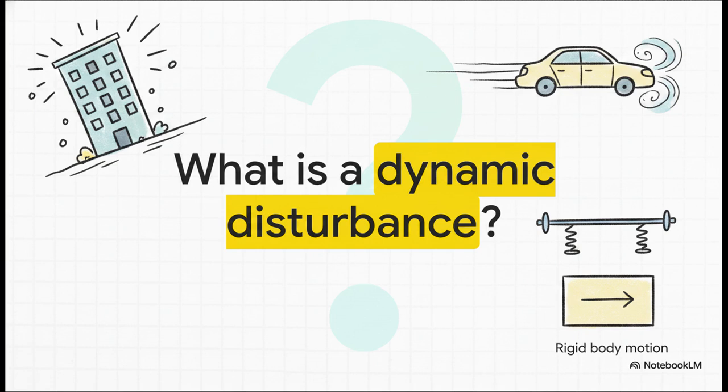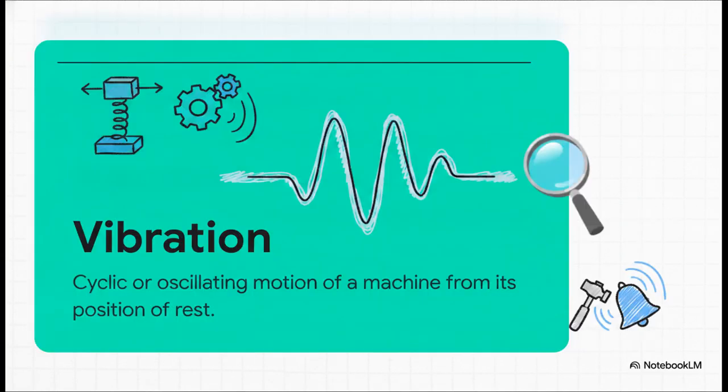That just means the whole object moves together as one solid piece. But in the real world, most systems are actually elastic. When a disturbance hits them, they stretch, they compress, and they respond dynamically. And that brings us to how we actually define vibration for a beginner. It's the cyclic or oscillating motion of a machine, or a machine component, from its position of rest. Essentially, it's a to and fro motion initiated by some applied disturbance, specifically when there's a restoring force trying to push it back to where it started.